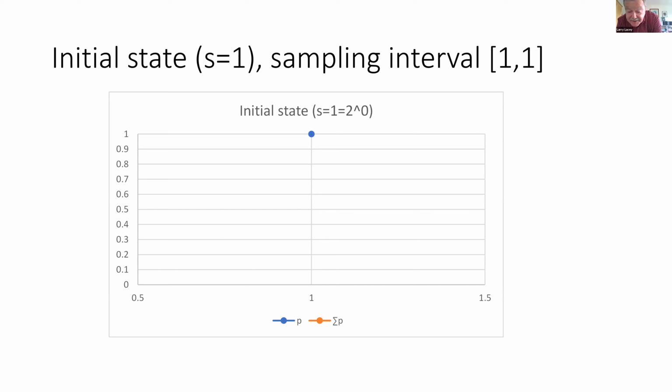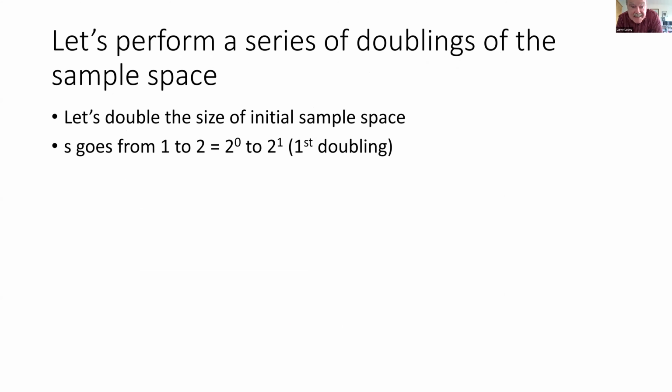So let's expand the sample space. It's currently in the initial state 1, 1, 1. So we're going to expand that. And the way we're going to do it is via doublings of the sample space. You could do it in different ways, but I do it in terms of doublings.